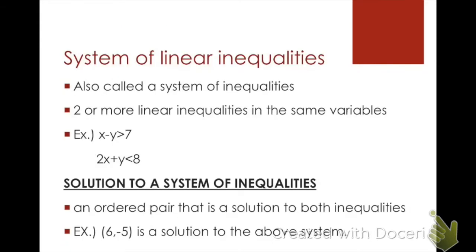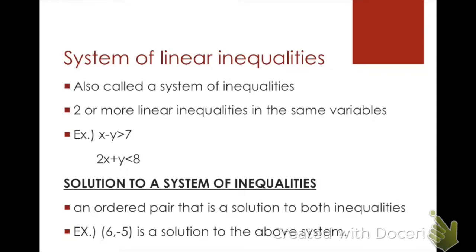So a system of linear inequalities is also called a system of inequalities, and it's two or more linear inequalities in the same variables. So an example would be x minus y is greater than 7 and 2x plus y is less than 8. A solution to the system is just like it is for a normal system. It's any ordered pair that is a solution to both inequalities. So there's going to be multiple ordered pairs that will be a solution to both, and any one of them is just considered a solution.